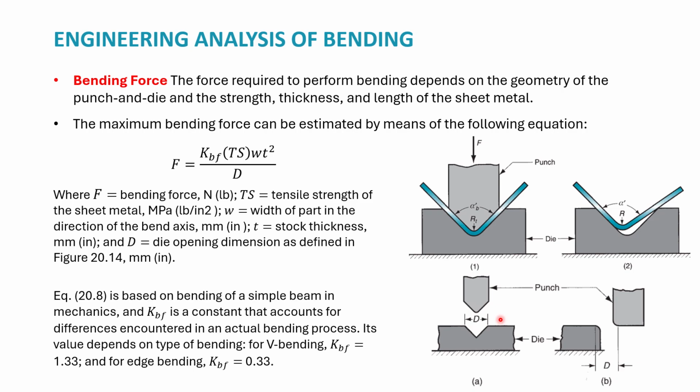This equation above is based on the bending of a simple beam in mechanics, and Kbf is a constant that accounts for the differences encountered in actual bending processes. Its value usually depends on the bending type we have. For V bending, Kbf is going to be 1.33, and for edge bending it is going to be equal to 0.33.